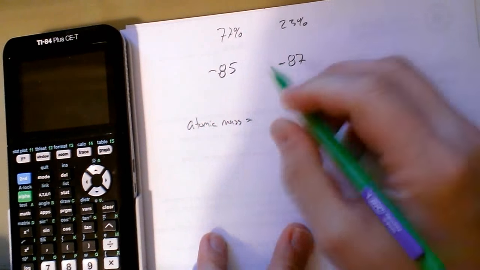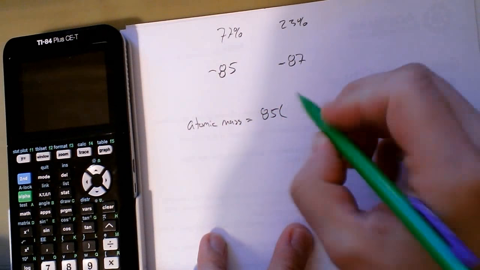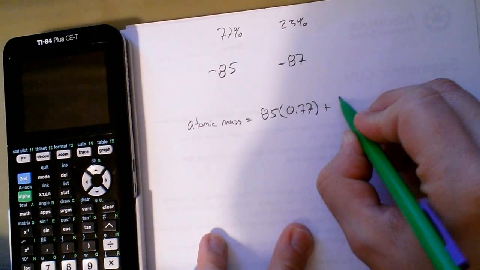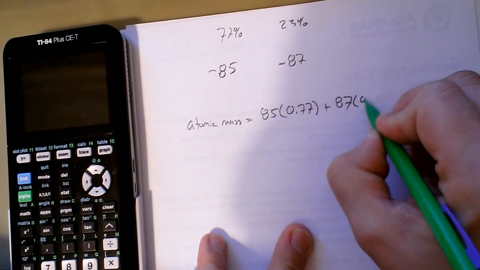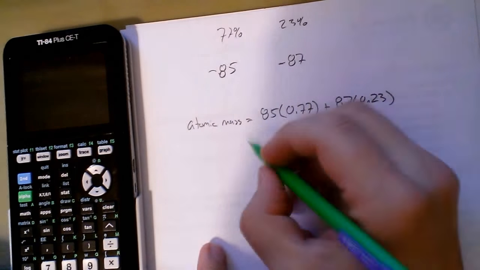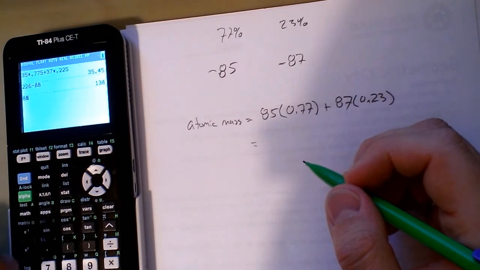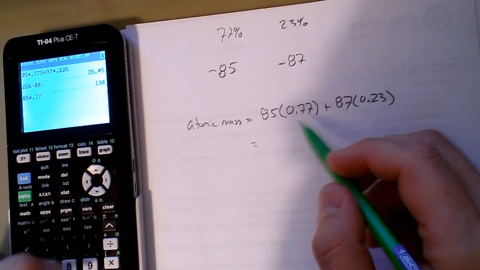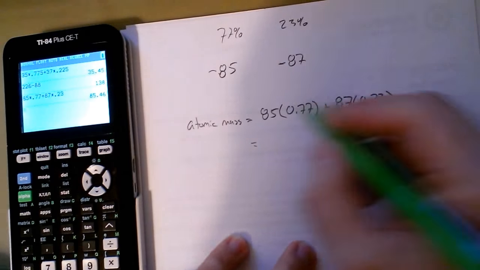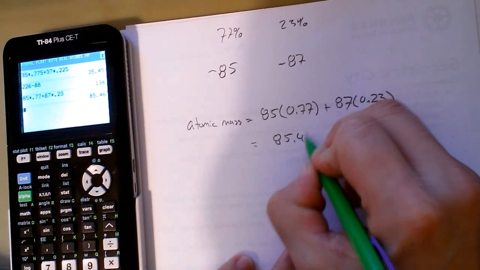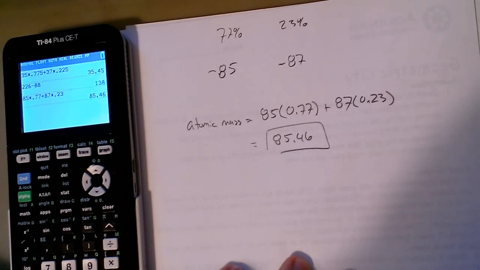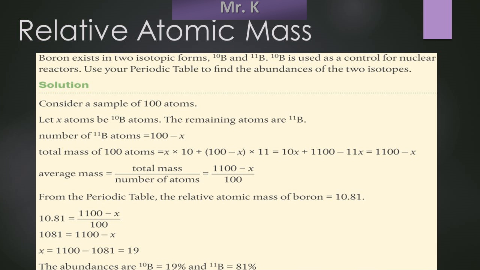The atomic mass is equal to the mass number of the isotope times its percent abundance. And that's true for both of them. You add to that the mass number of the other isotope times its percent abundance. And again, I'm converting the percentages into decimals. Plug all of that in my calculator: 85 times 0.77 plus 87 times 0.23. And I get 85.46. The atomic mass of rubidium is 85.46.